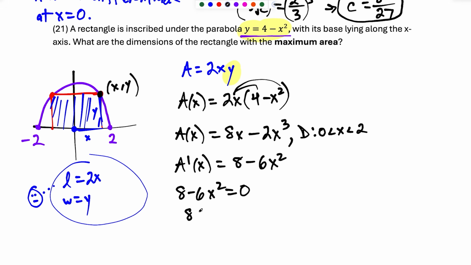Do a little algebra here. I could just add this to the other side. So I get 8 equals 6x squared. Divide both sides by 6. And now I'll write this over here. We get x squared equals 8 over 6, which reduces to 4/3.